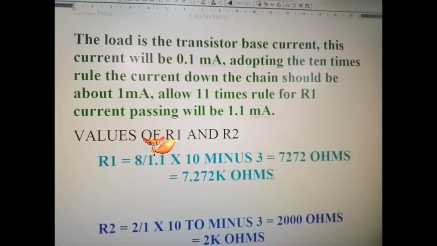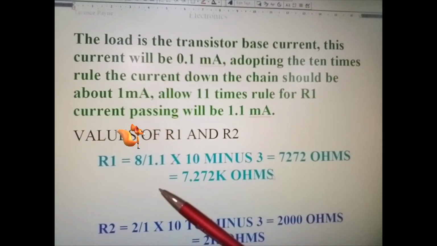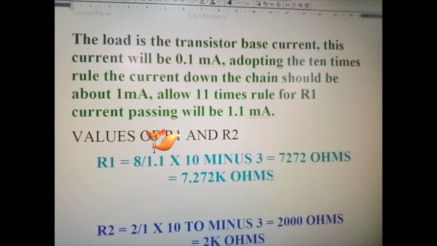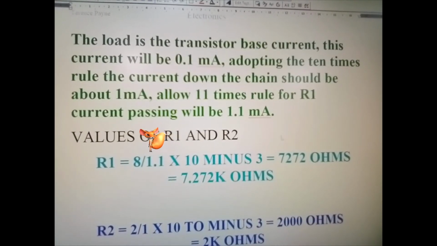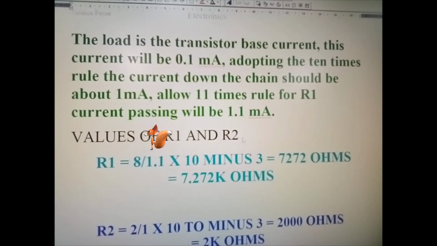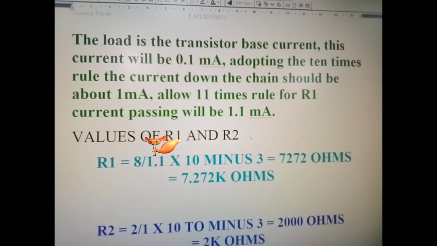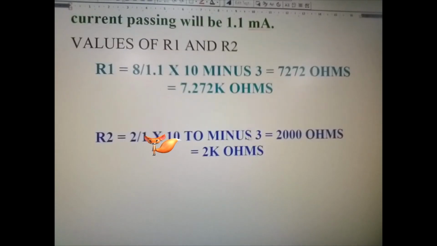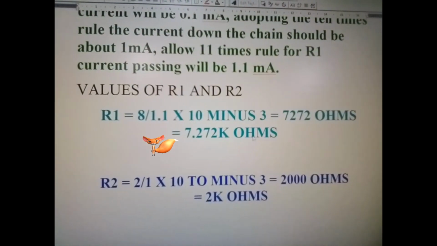Values of R1 and R2: R1 equals 8 divided by 1.1 milliamps, which is 7.27 kiloohms, and R2 is 2 kiloohms. You'll see this here has been applied. I've used the same resistors throughout the circuits, which made calculations a lot easier. Let me just follow this to make sure that we have everything on.